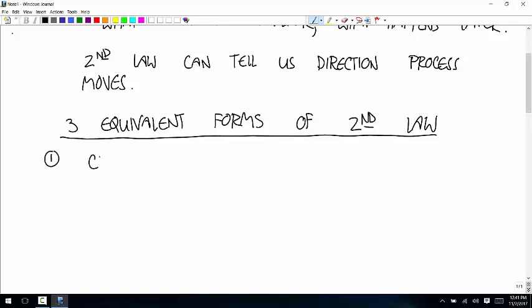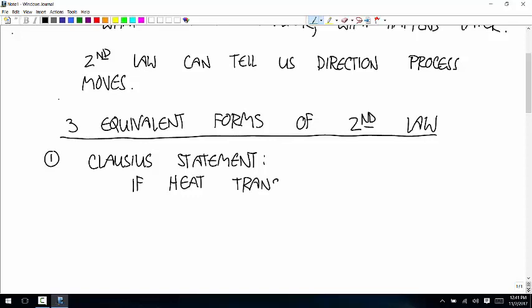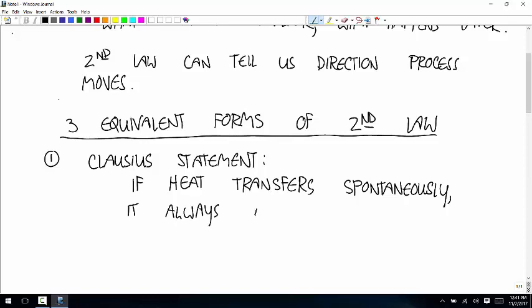The first one is called the Clausius statement. Some guy, Clausius. And this one says if heat transfers spontaneously, it always moves from a high temperature to a low temperature.